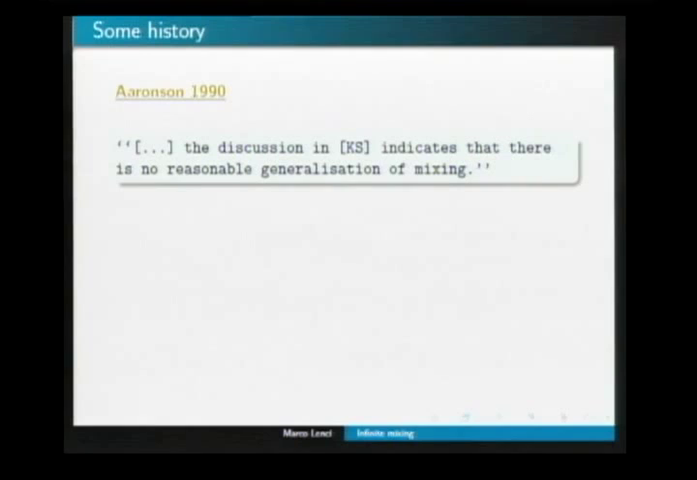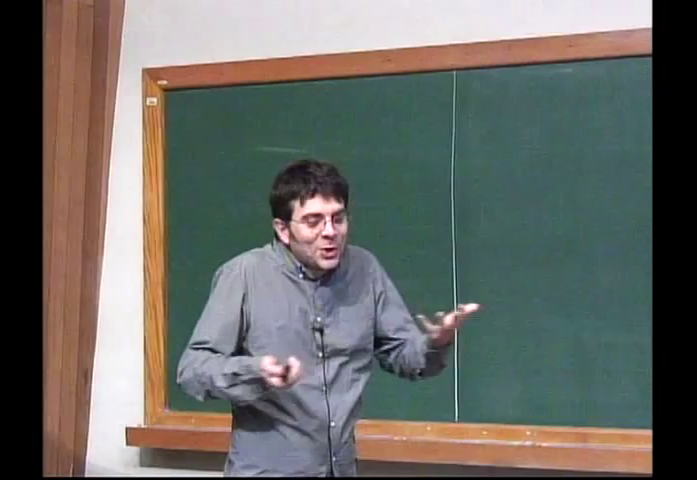Anyway, so what does the godfather of infinite ergodic theory have to say about that? In his book in 1990, he writes that the discussion in Krengel and Sucheston indicates that there is no reasonable generalization of mixing. And my feeling about this was, well, yeah, you're right. They give reasonable definitions and then they destroy these definitions themselves. But what do you mean by reasonable?